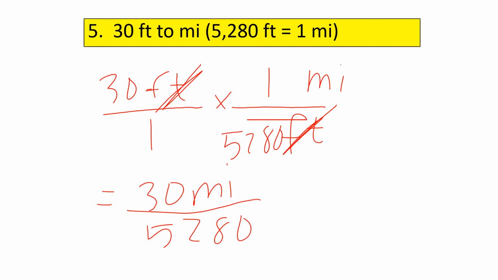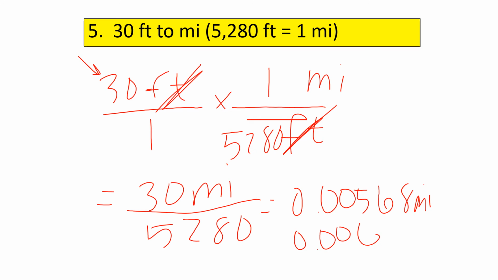5280. 30 divided by 5280. That gives 0.00568 miles. My answer is going to be based off the 30 feet with the 1 sig fig, so 0.006 miles, which you could put in scientific notation if you wanted to.